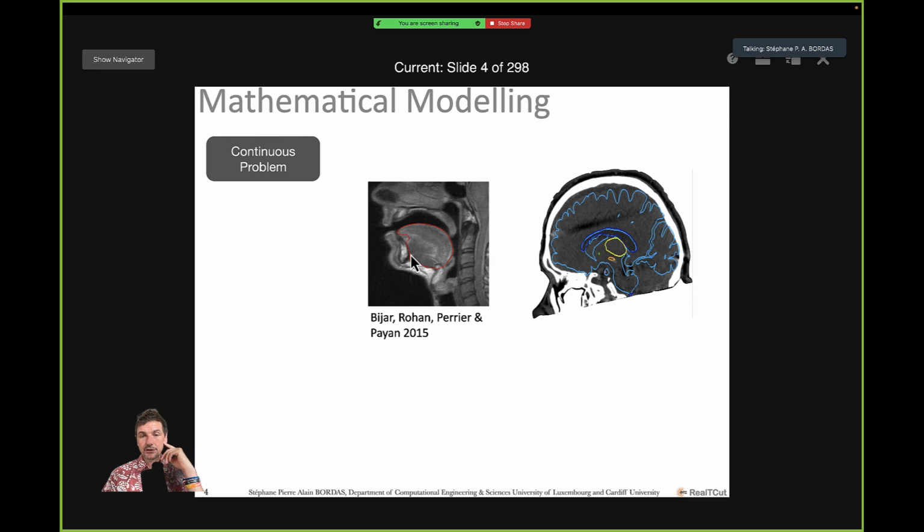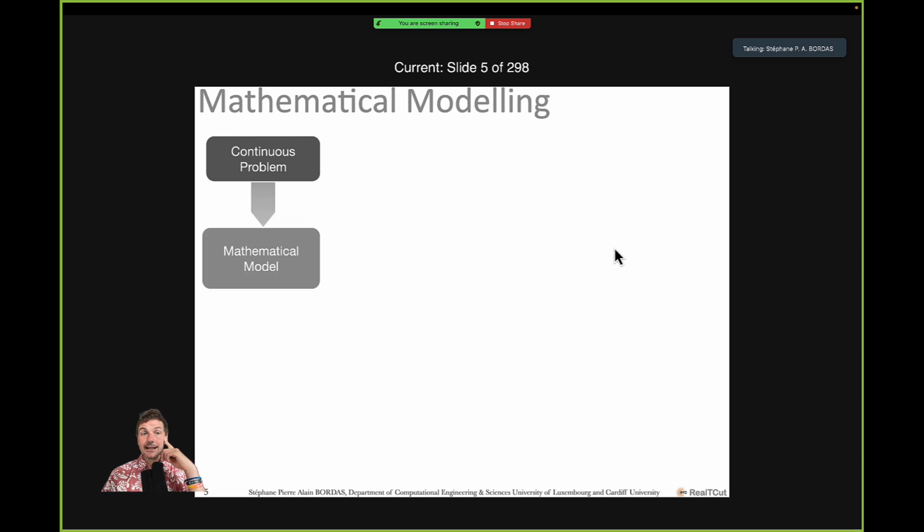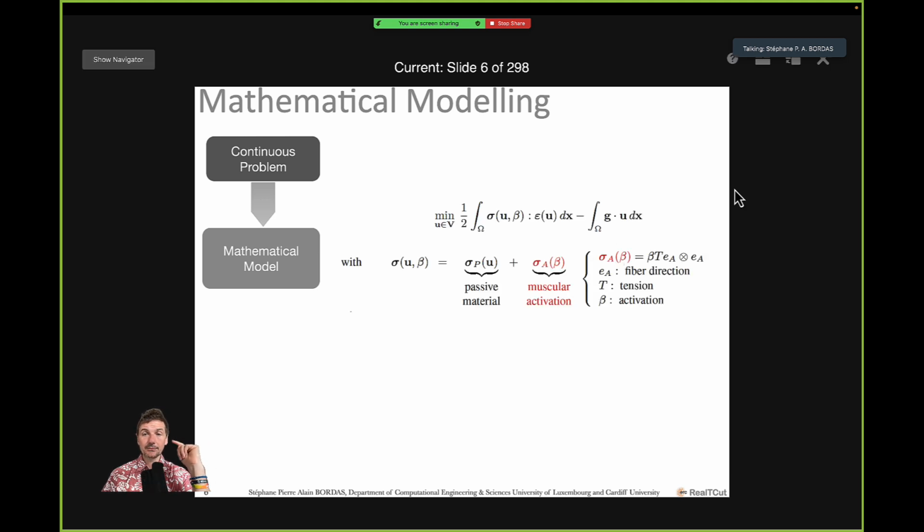So here we have the tongue of someone, and we are interested in trying to simulate speech. Here we have a target area in the brain, and we are interested in removing this target area or in inserting a needle that reaches this target area. So that's the problem we're trying to solve. So these problems are continuous problems, but for now we have nothing about them. So the first thing we do is we write a mathematical problem.